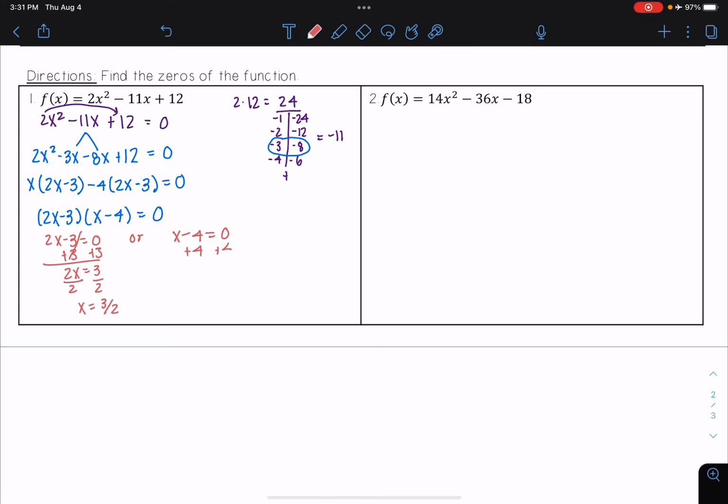Add 4, I get x equals 4. So my two answers are x is equal to 3 halves, comma, 4.